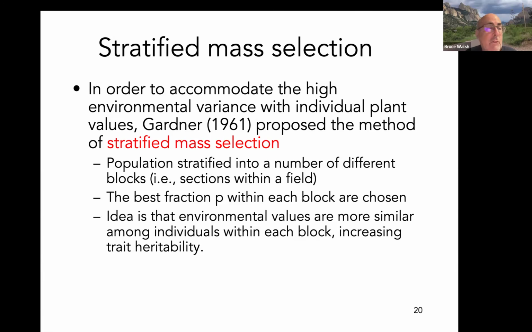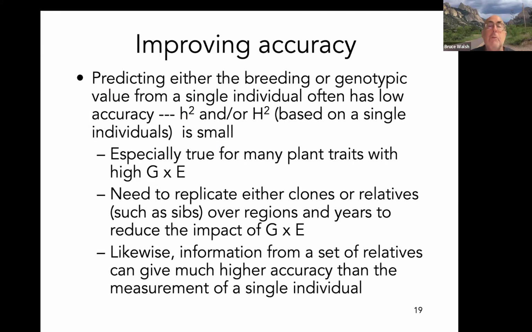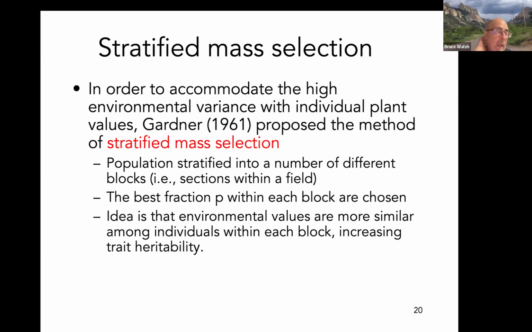This idea about stratified mass selection is one way to try to control for the environment. So instead of comparing individuals over the entire field, you're comparing a smaller number of individuals within a section of the field where you expect the environment to be much more similar. And so that's one way to improve accuracy. Another way to improve accuracy is to simply use SIBs and replicate SIBs over environments. And there's a whole bunch of schemes that do that. In fact, after class, I'll send the chapter from Walsh and Lynch on SIB selection, which covers a whole bunch of these different schemes and tells you how to do that. I'll post that after lecture.